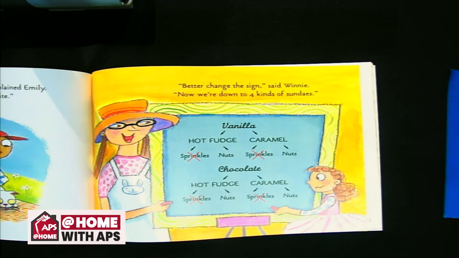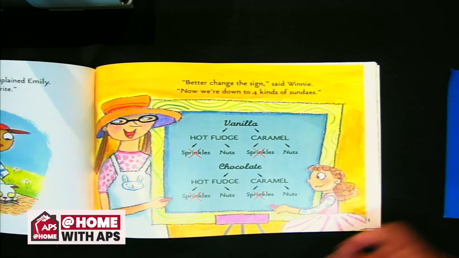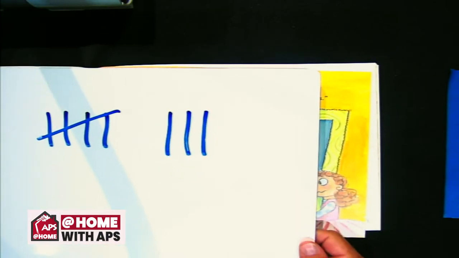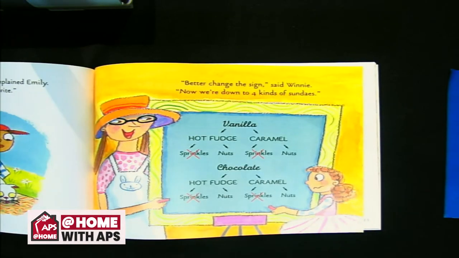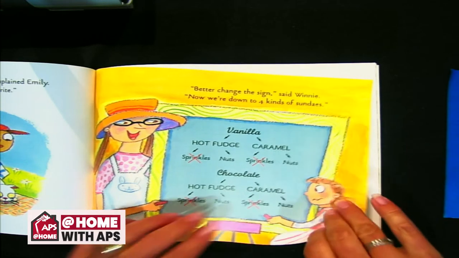Now how many choices do we have? We did have eight choices, right? We had eight, but without sprinkles, we've got just vanilla, hot fudge and nuts, one choice, or vanilla caramel and nuts, two choices, and two choices for chocolate, right? So we're back down to just four types of sundaes.